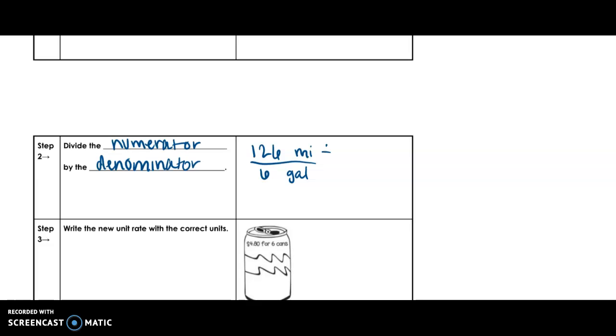So what we did was we divided by 6 on top and bottom, technically. 126 divided by 6 was 21, and we know that any number can be written over 1. So this means that we can go 21 miles off of 1 gallon of gas.